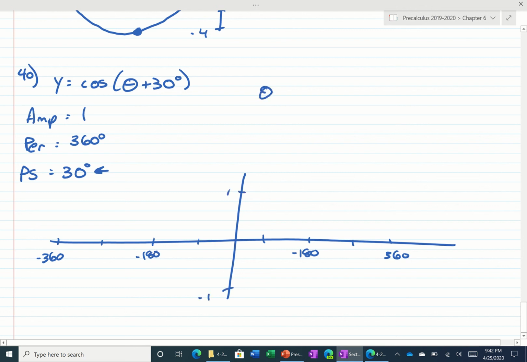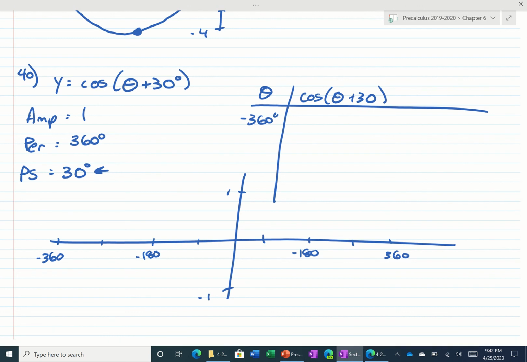Make it a little table. And let's plug in some numbers here. Start at negative 360. So on my calculator, I'm going to type in the cosine of mem variable a plus 30. Making sure I'm in degree mode, I'm going to store negative 360. And my calculator is telling me it's 0.9. Almost 1, but a little less. Remember, it has to go up to 1 and down to -1.